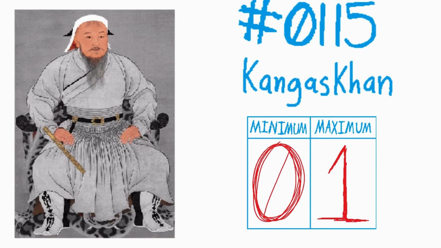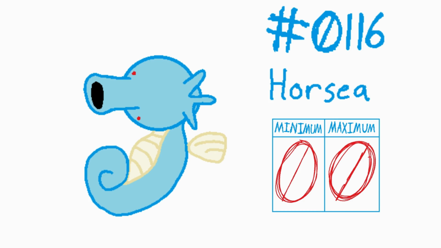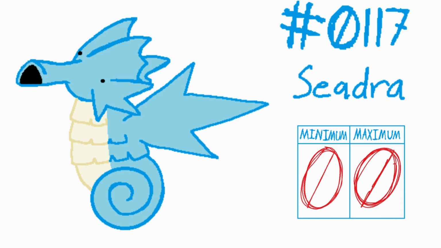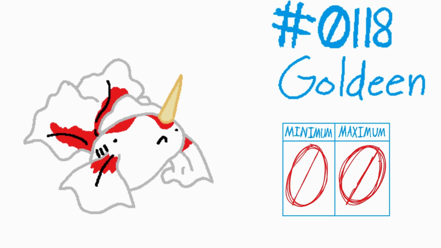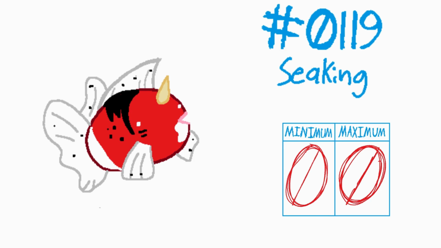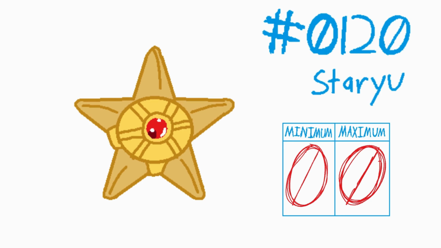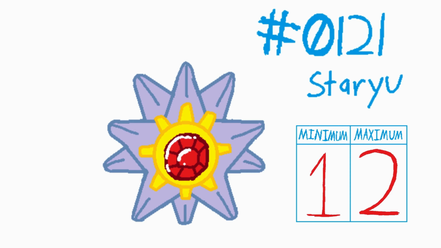Kangaskhan. Punch really hard, but Newton's first law. Horsey, it's just a seahorse. Seadra, refer back to Horsey. Goldeen, literally infamous for being worthless. Sea King, refer back to Goldeen. Staryu, it's just a starfish. Starmie, they have Hydro Pump.